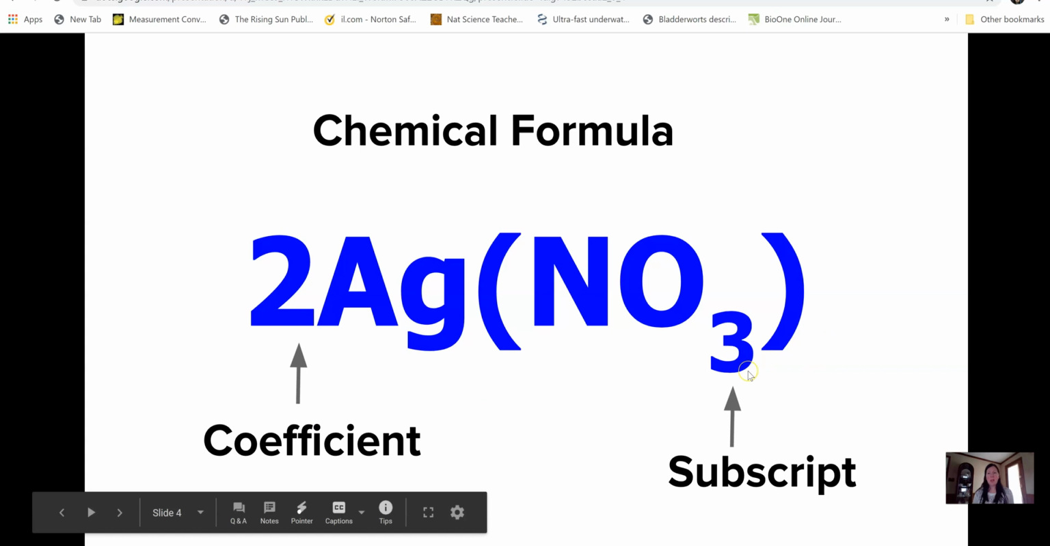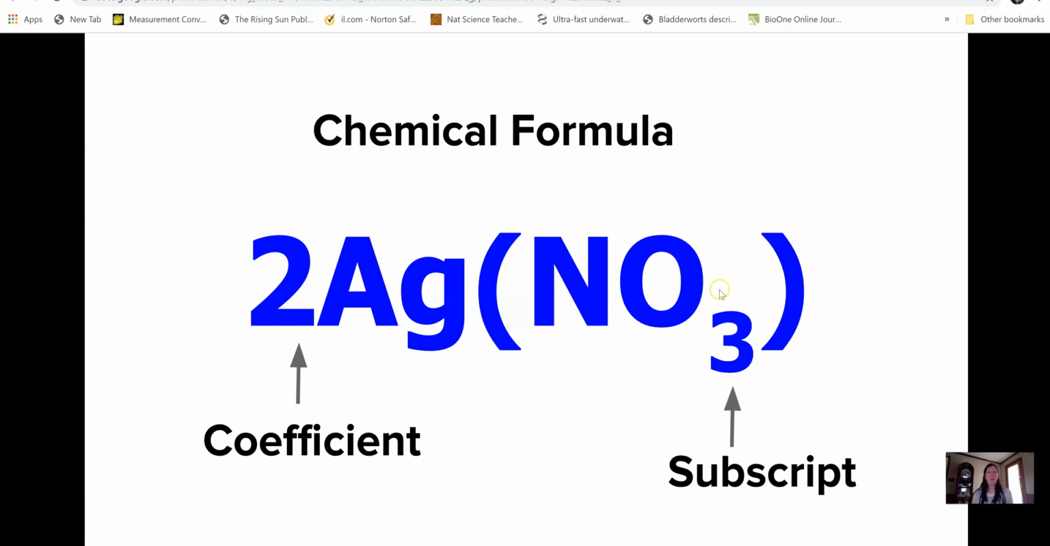When we look at subscripts, however, subscripts only apply to the element that's directly in front. Occasionally we'll have a subscript that is outside of a parentheses, and if it's outside of a parentheses, then it applies to everything in the parentheses. So very important to get a handle on the difference between what a coefficient is, that's the big number out front, and a subscript, that's the little number below.